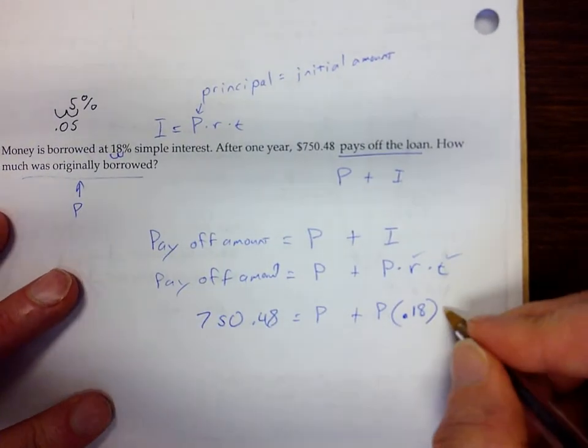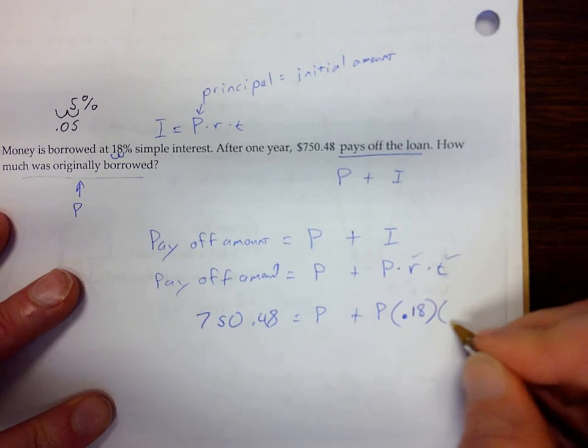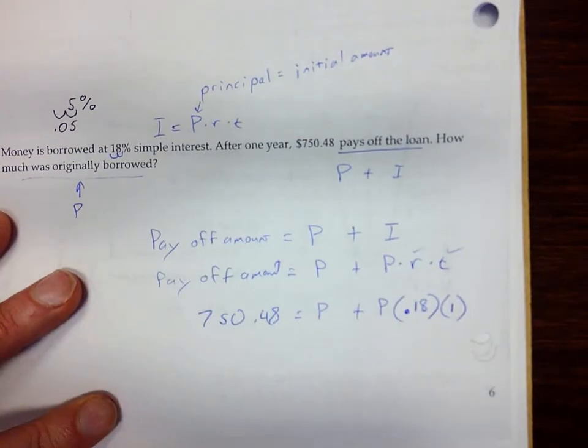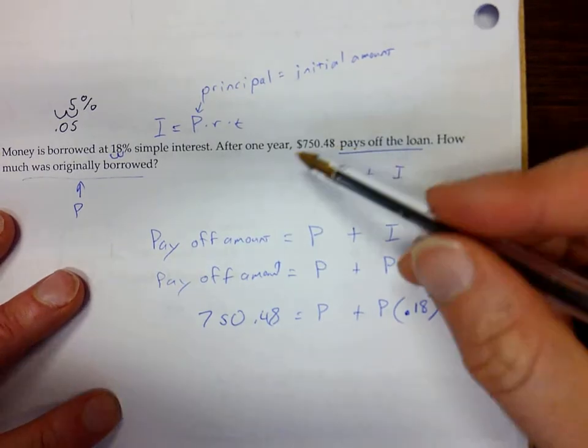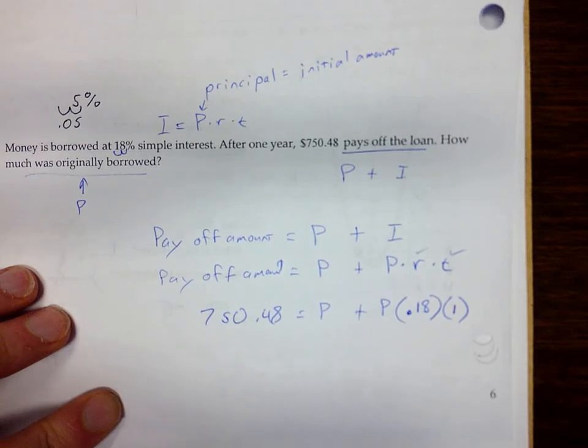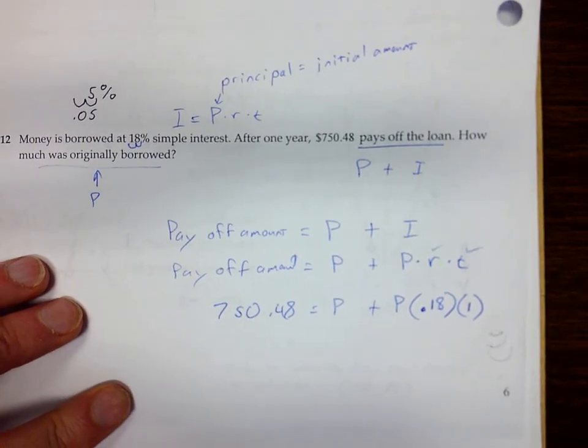All right, finally, how much time? Time is 1 year. So 1. And that's pretty common. I think all the ones we give you, I'm almost positive they're all going to be just 1 year. So that should make this really convenient for you.